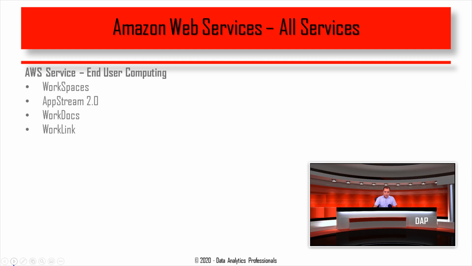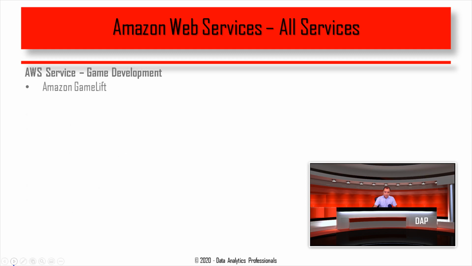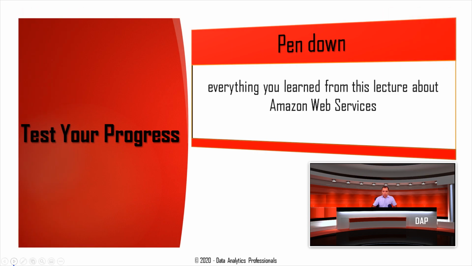So here is end user computing. Internet of Things, again, this is really catching some attention from the market at the moment. Game development is there, satellite is there, and quantum technologies. So these were the services that are offered at this point of time when I'm recording. I think over 175 services are available from Amazon Web Services.